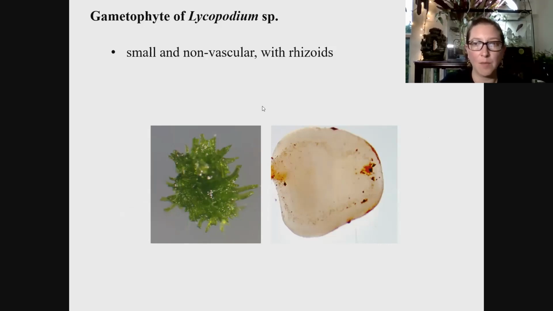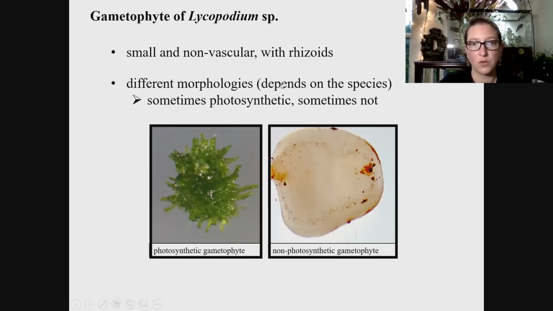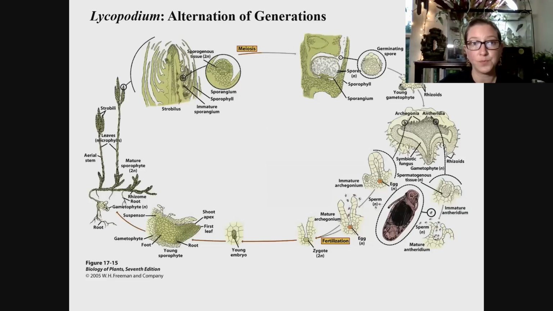If you're in the lab, you may have come across the term rhizoids as well. And this is what I was just saying a couple seconds ago, that depending on the species, you have different morphologies. Sometimes you're photosynthetic, like the one on the left, and sometimes you're not photosynthetic, like the one on the right. So these are the Lycopodium gametophytes.